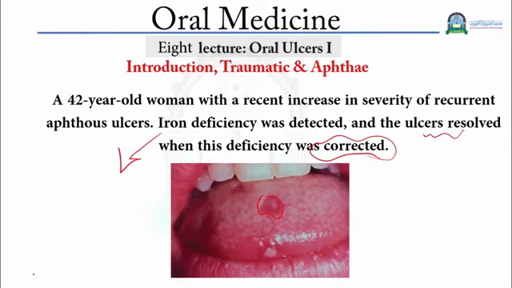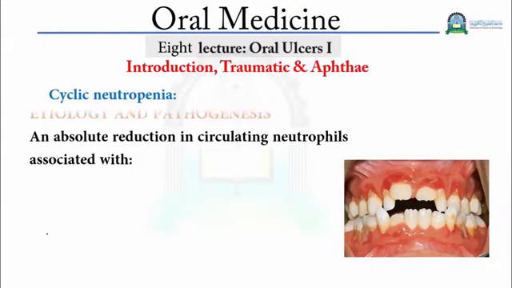So it is very important to take into consideration the systemic underlying causes of recurrent aphthous stomatitis. Even the psychological stress of the patient should be evaluated by taking a detailed, clear history, not just hurrying to treat the lesion by topical or systemic treatment. You need to first treat the underlying causes if present.